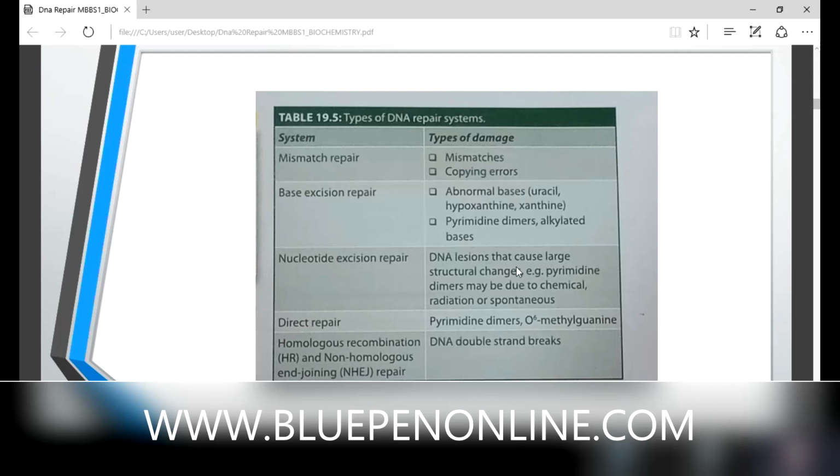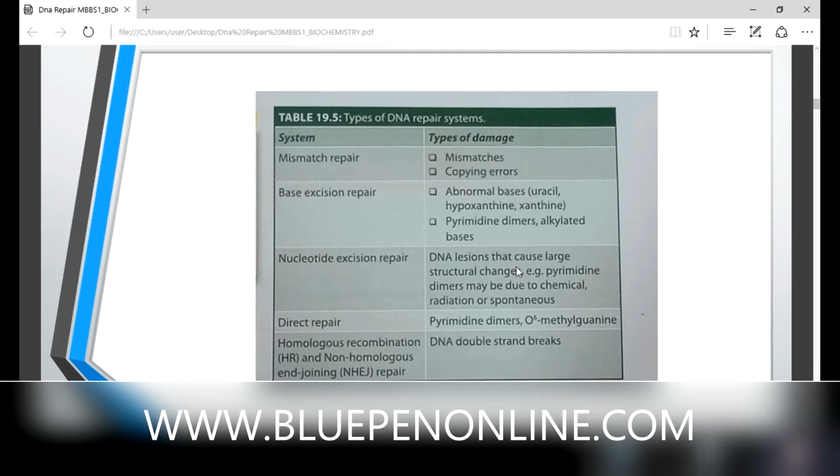uracil, hypoxanthine, xanthine. Have you heard about hypoxanthine and xanthine? In which topic? Nucleotide synthesis. In which metabolism, purine or pyrimidine? A and G, that is purine. What is the end product of purine metabolism? Uric acid. Accumulation of uric acid leads to one disorder.